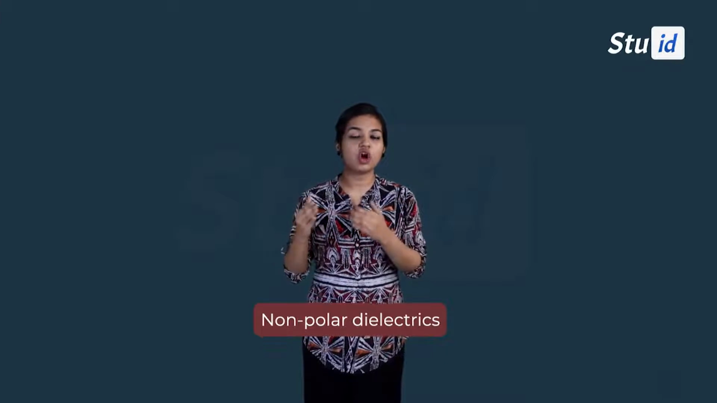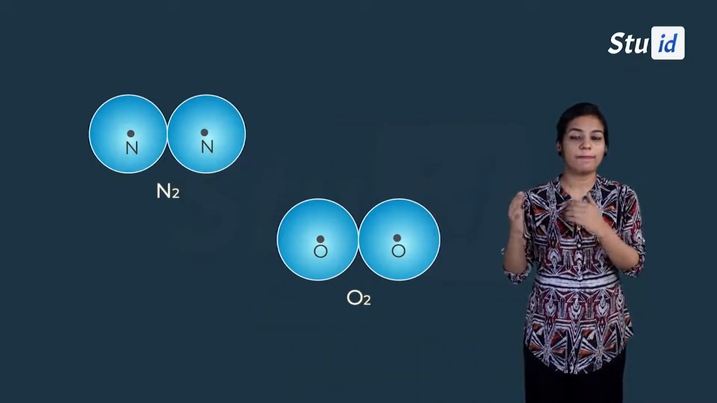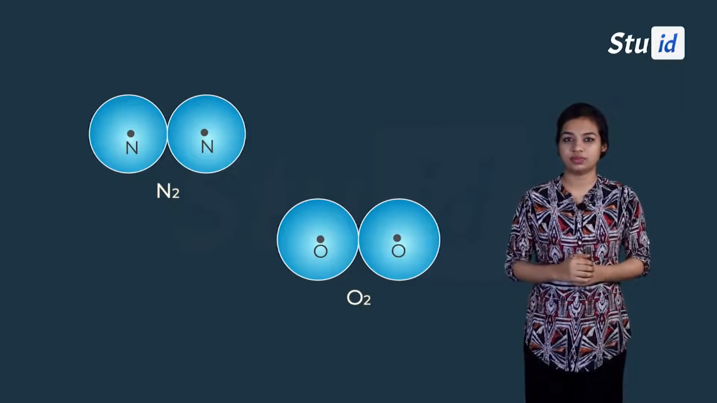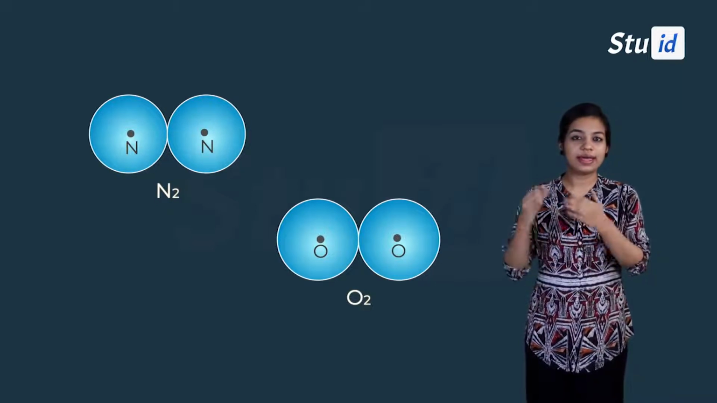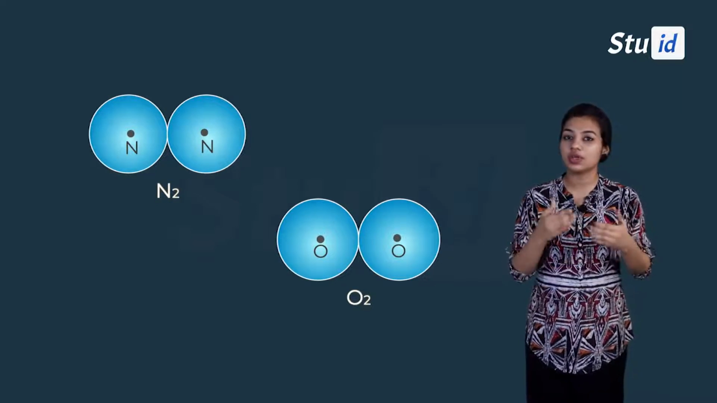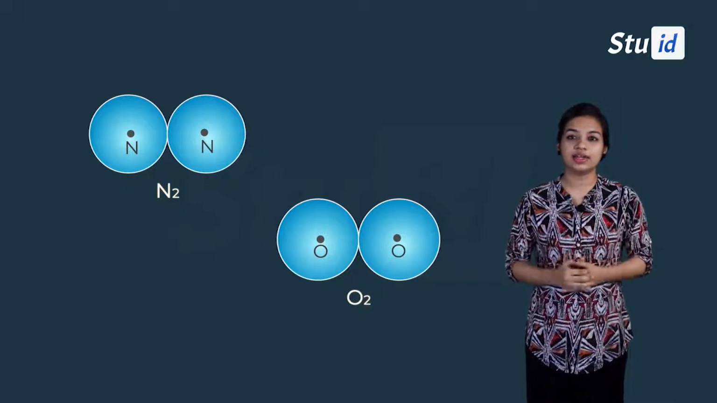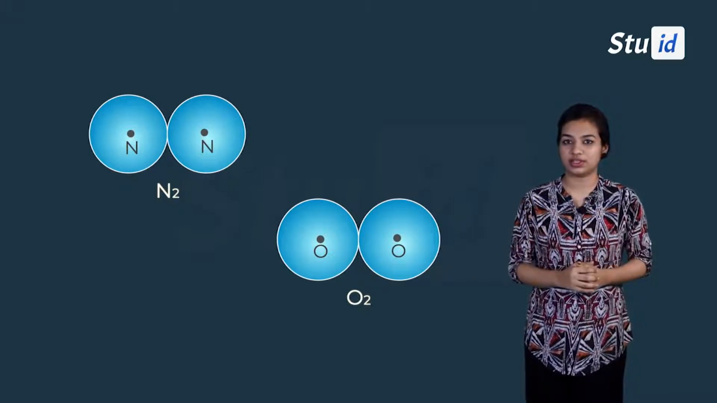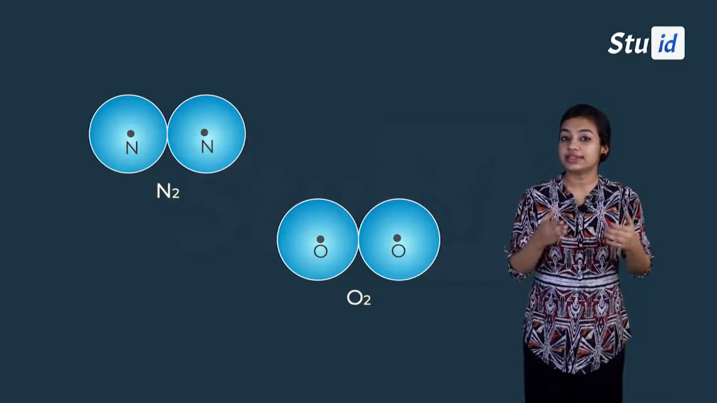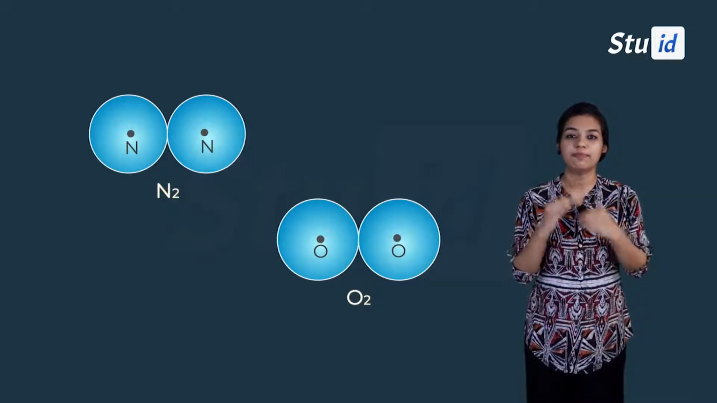The next one is about non-polar dielectrics. They are formed by the non-polar molecule, for example N2, O2, benzene, etc. If the positive center of the molecule and the negative center of the molecule coincide, then it is called a non-polar dielectric. So we can say that it does not have its own dipole moment.